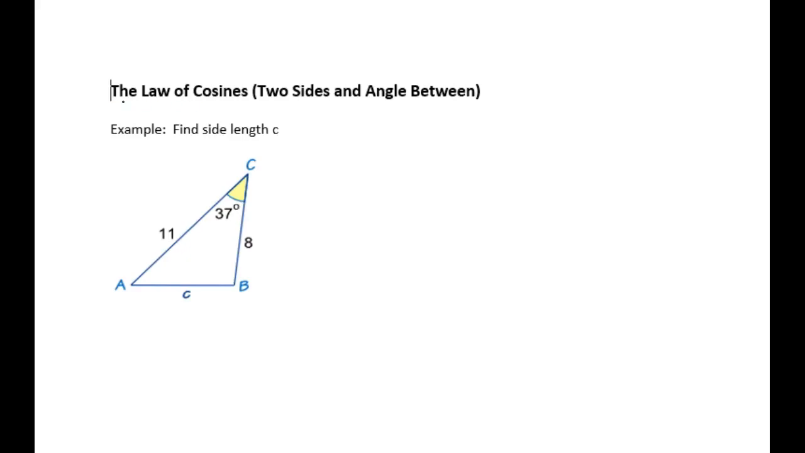So let's look at an example of the law of cosines, or cosine law, when we have two sides and the angle in between them. So here's our example. It says find side length C. So that's our goal, is to find side length C.